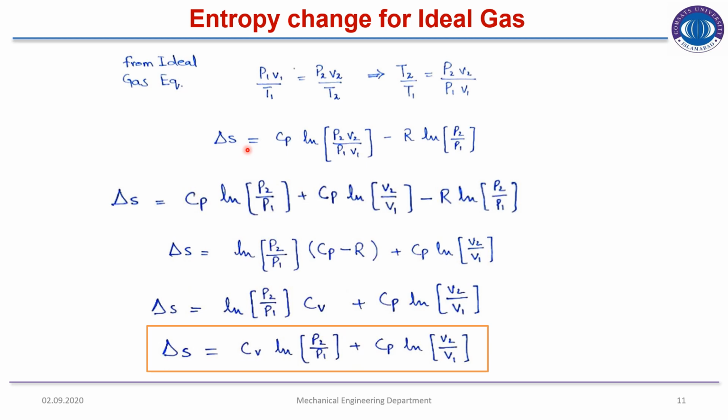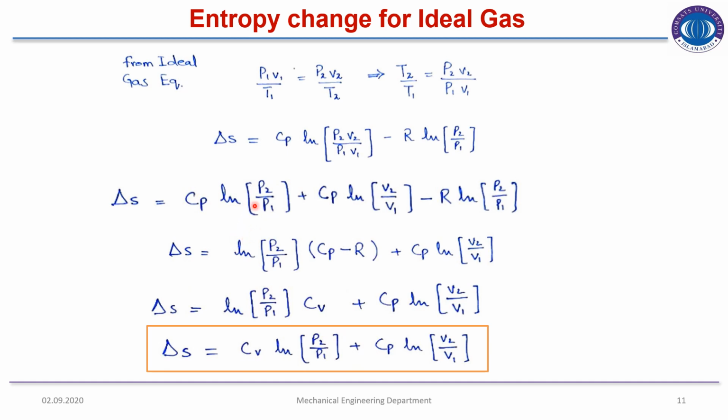So in the main change of entropy equation, we have del S is equal to Cp natural log of the temperature ratio T2 over T1. Here we have replaced the value of T2 over T1 with P2 V2 over P1 V1, and the right side expression will remain the same, minus R natural log P2 over P1. So simplifying the equation, del S is equal to Cp natural log of the product. Here we have utilized the law of natural log. So we have separated both terms, that is, natural log P2 over P1 is kept separate from the natural log V2 over V1 term.